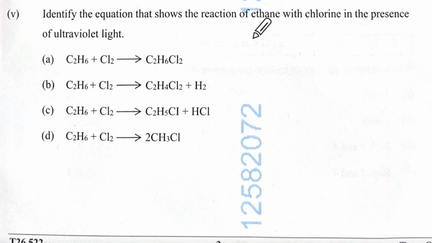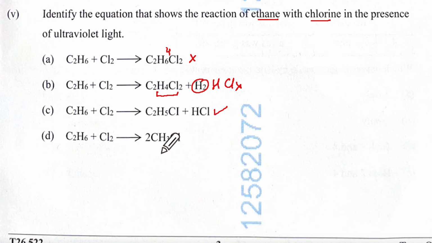Identify the equation that shows the reaction of ethane with chlorine in presence of UV light. Ethane is this everywhere. Chlorine is here. Okay, now we have C2H4Cl2. It should be, so not this. Total of this should be 6. So here it should be HCl because 2 H's will go with 2 Cl. So this is wrong. C2H5Cl, this is the correct one.